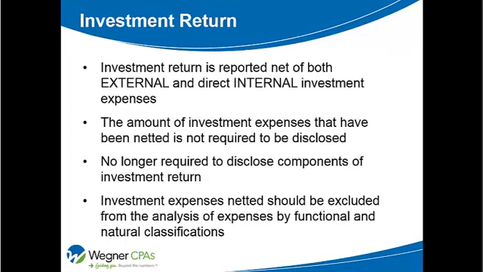The amount of the investment expenses that you're netting, this external and direct internal, does not have to be disclosed. So you don't have to tell anybody how much those expenses are. You also do not have to disclose the components of the investment return anymore. So you don't have to say this amount is interest, this amount is dividends, this amount was unrealized gains, this amount was realized gains. You don't have to have that level of detail any longer in the specific footnote related to the investments. That level of detail may still be needed for the statement of cash flows.